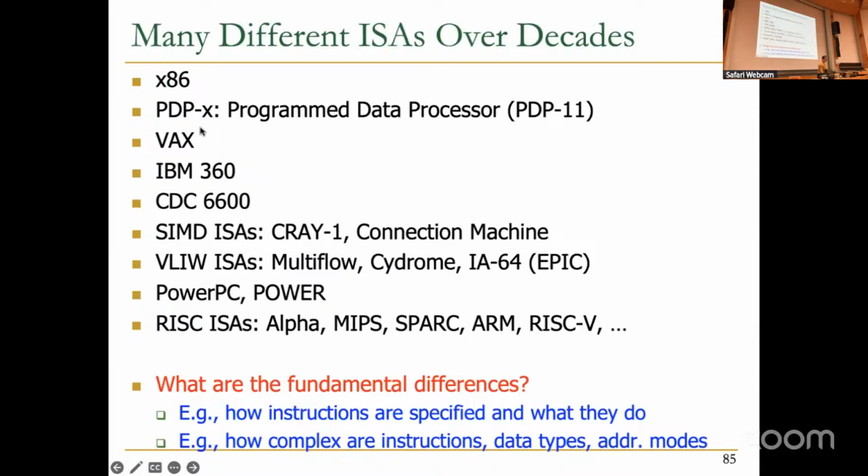All kinds of ISAs are there, and the fundamental differences are essentially, at least from an instruction set perspective, in how instructions are specified and what they do. There are other differences from a system level perspective that we may get into. How complex are the instructions, data types, and addressing modes? For example, VAX was a very complex ISA. It had many instructions, maybe more than x86 today. x86 over time evolved over the course of 50, 60 years, and it added many, many instructions. So it's pretty complex. Some of the ISAs are much simpler, actually.